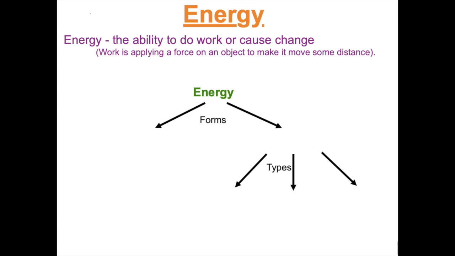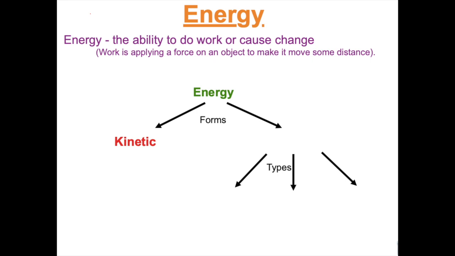Energy is the ability to do work or cause change. When work is done on an object, that means the object moves some distance because of a force being applied to it. So energy is needed to cause change to something. Energy can come in two forms.